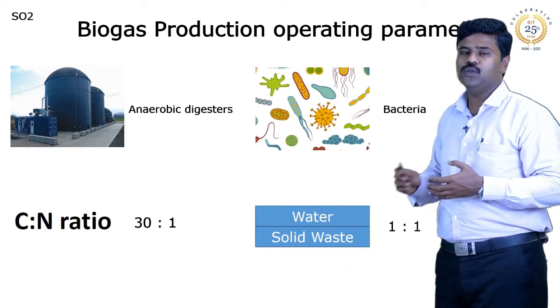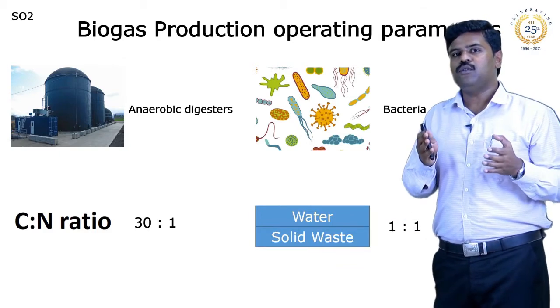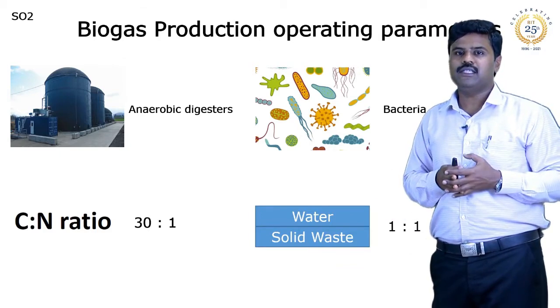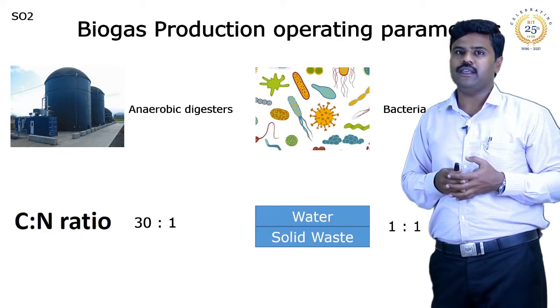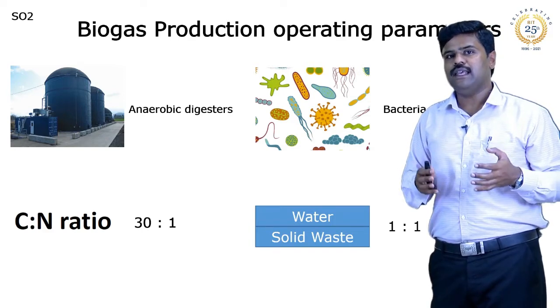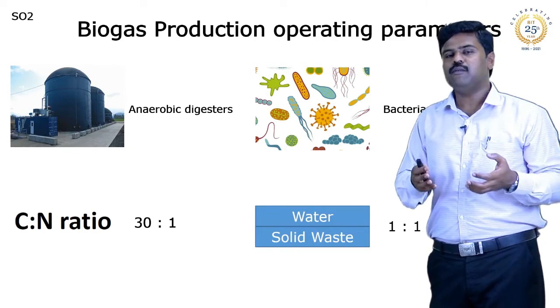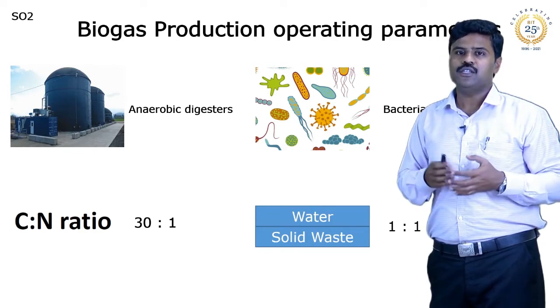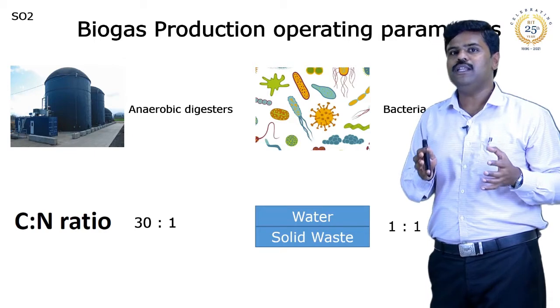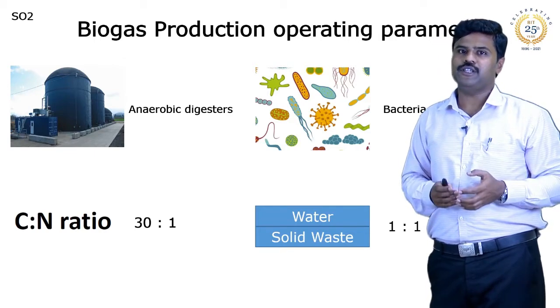Next is the solid to water ratio. An equal amount of solid and water should be mixed and made into slurry. This is because the bacteria can easily move around, take up the organic waste, decompose it and produce the biogas. So for that purpose, we need to mix the water and the solid waste equally.